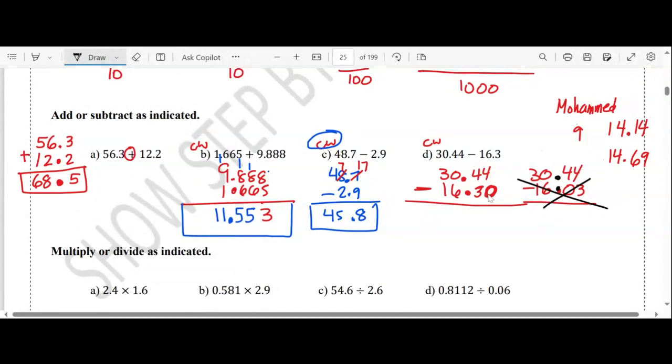So here, if we subtract, what are you going to get? 3 from 4, how much? 1. 6 from... I cannot, so I have to make this 2, and this becomes 10. 6 from 10, 4. 1 from 2, 1. So that's your final answer.